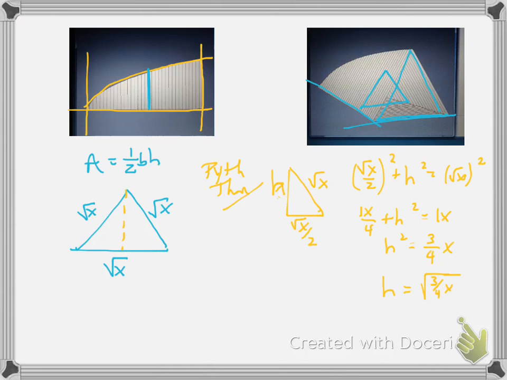So now, how do I go about finding the volume? Well, the same way I did the square, the same way I did the semicircle. Before we do that, though, if you don't want to find the height that way, there's one other way. So let me just show you that. Okay, here's my equilateral triangle. I have radical x all around.